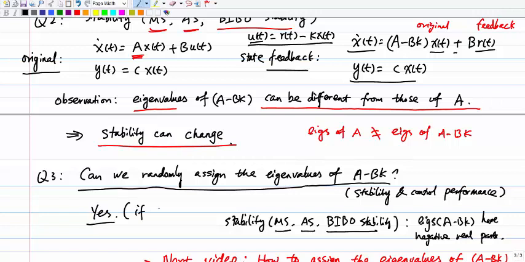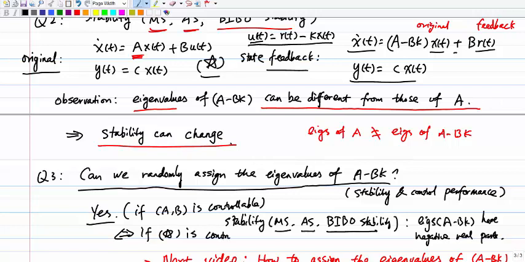If A and B is controllable, which is equivalent to saying that my original linear time invariant system is controllable, then I can arbitrarily assign these eigenvalues, which is great, because I can always guarantee the system is stable. Even if my original system is not stable, by designing K in a proper way, I can always guarantee that the system after state feedback is stable, whether marginally, asymptotically, or BIBO stable.